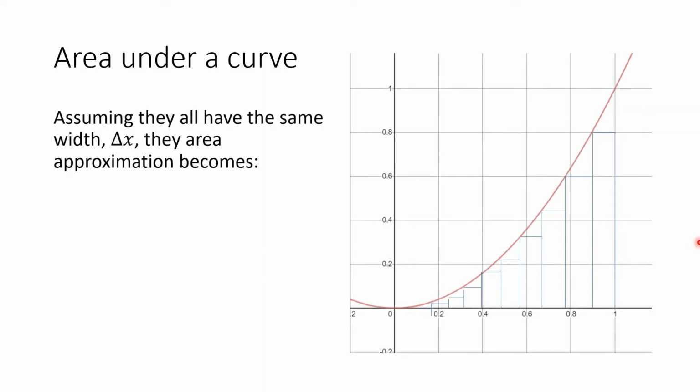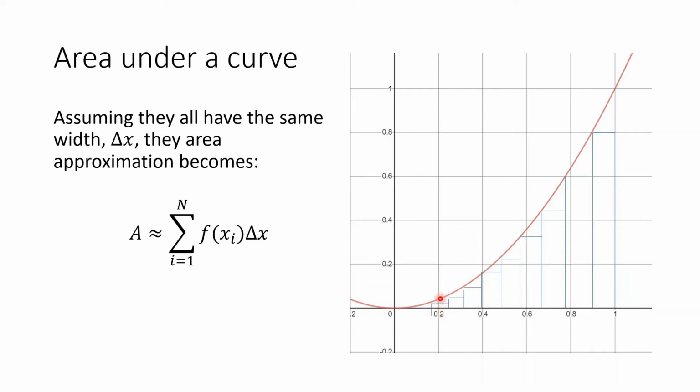Okay, so assume that all of these rectangles have the same width delta x, which will make all of our calculations a lot easier. And then the area approximation becomes, so the area will be equal to the sum of f of x sub i times delta x. Okay, so that sounds complicated at first, so let's break this down part by part.